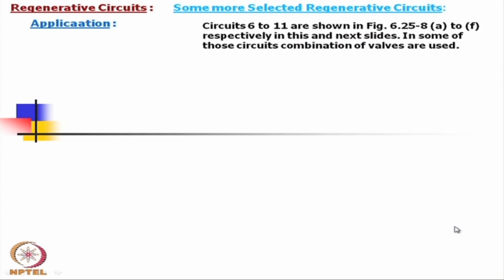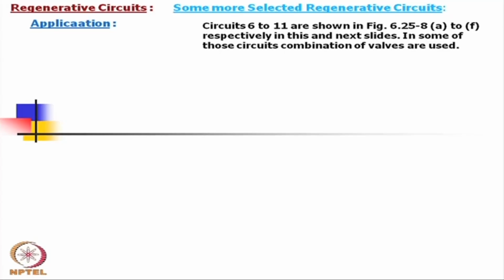Now, we have discussed only 5 circuits. There are another 6 circuits, from 6 to 11. These will be shown now, and this is mainly for your exercise, so not much explanation is given. From there you have to understand how these circuits are operated.